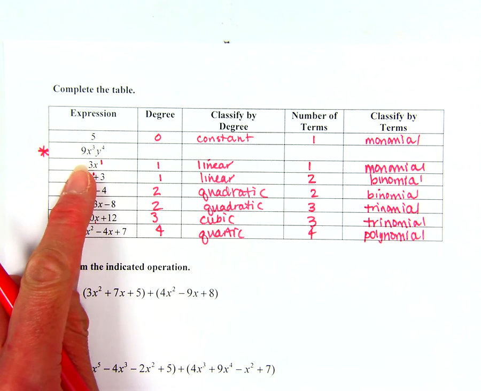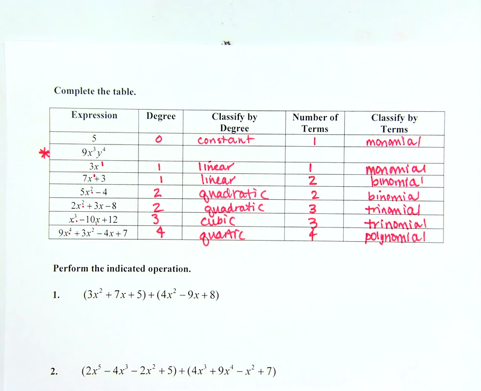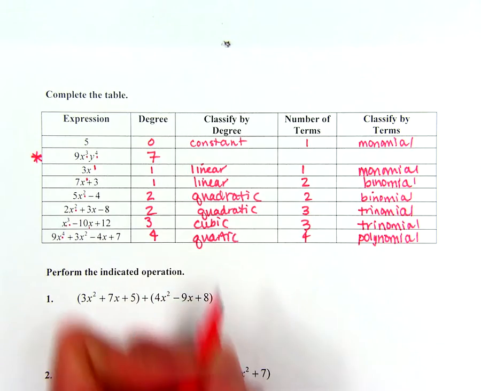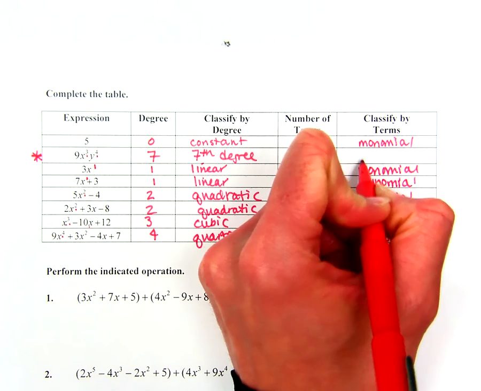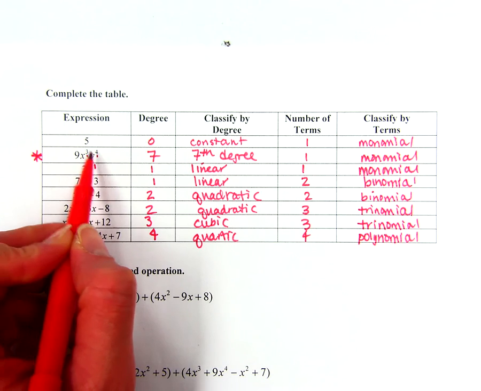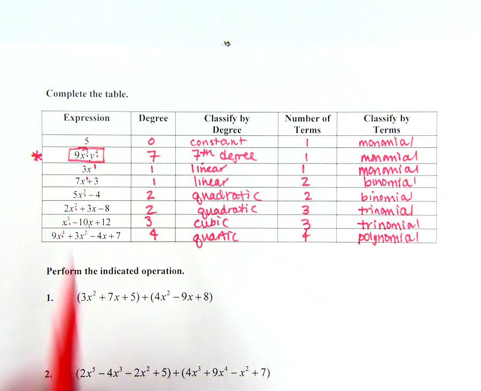This is the only one that doesn't have any pluses or minuses, and it has two variables, right, x cubed and y to the fourth. So in this case, you're going to add 3 plus 4 and get a degree of 7. So this would be a 7th degree. It has one term, so it would be a monomial. The only reason why you add these together is because these are being multiplied. So this is the only problem that's going to be like that.